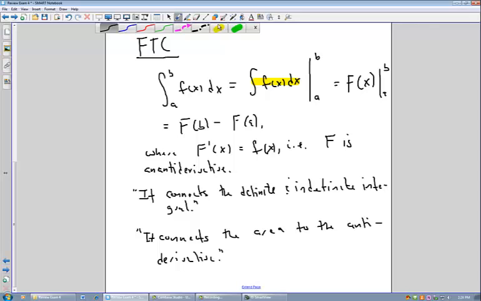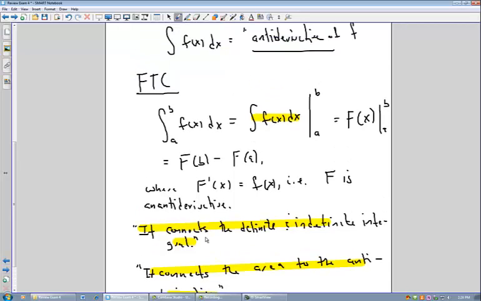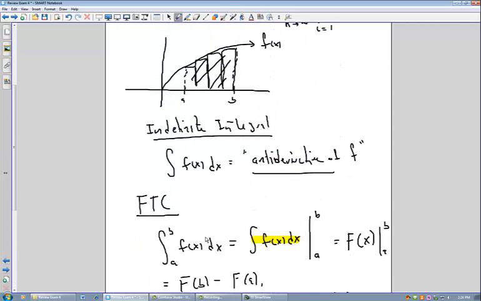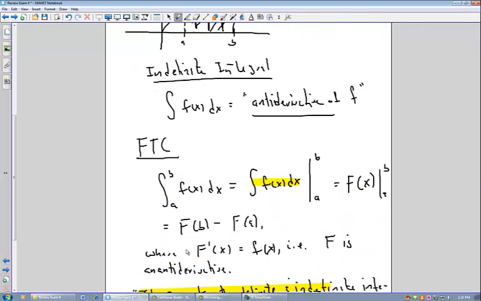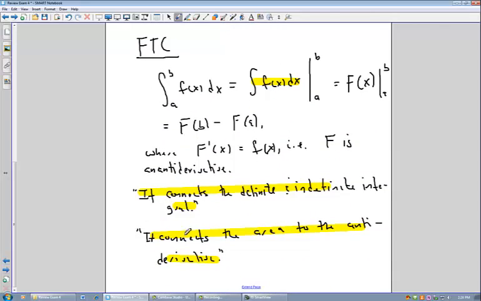You know, if you just wrote down it connects the definite and indefinite integral, I think that's a good way to put it. It connects the area to the antiderivative, that's fine. You know, better yet, saying all this stuff I said above is even better. Tell me what the definite integral is, tell me what the indefinite integral is, tell me what the FTC is. But really, I'm just looking for this idea that the fundamental theorem of calculus connects these two types of integrals, the definite and the indefinite, i.e., it's really connecting the area and the antiderivative to each other.